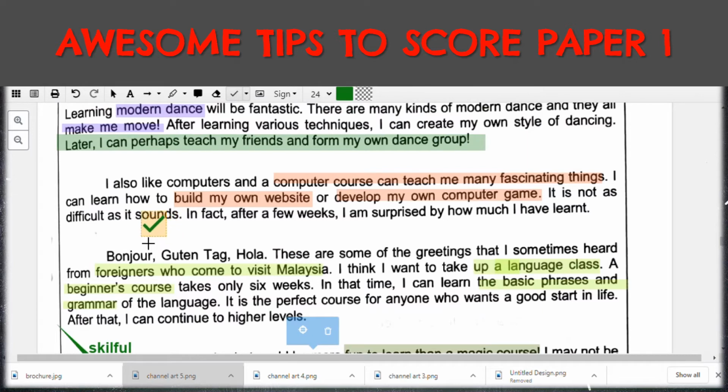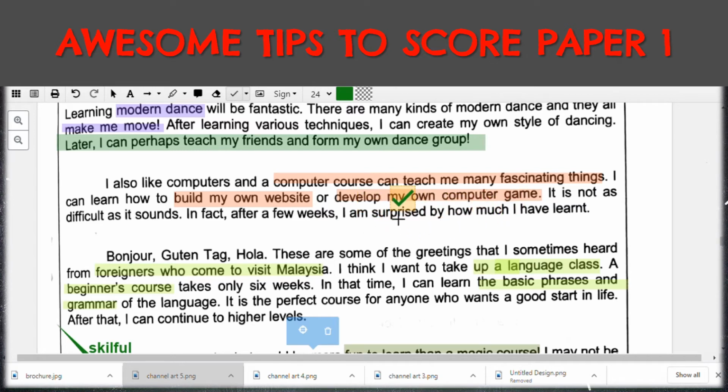For example here, look at the passage. I also like computers, and a computer course can teach me many fascinating things. That means you learn many benefits from here. I can learn how to build my own website. So that means this is one benefit. Build my own website, one benefit here. So what's another benefit? Develop my own computer game.